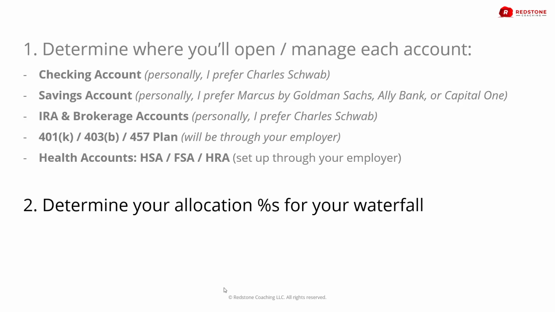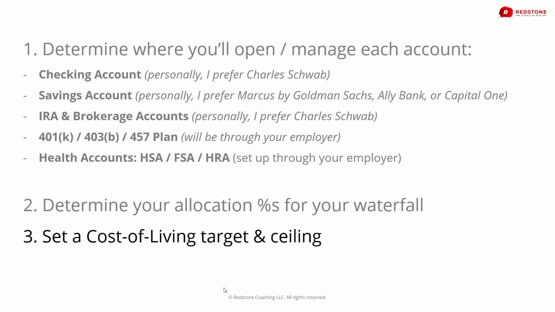Now for 2, determine your allocation percentages for your waterfall. And that's you deciding X% for every single level of the waterfall. And I'll show you the spreadsheet shortly for doing that. And then 3 is you want to set a cost of living target and ceiling.